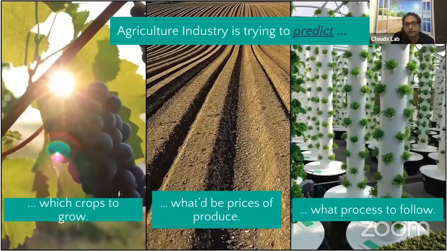Similarly, the agriculture industry is trying to predict which crops to grow, what should be the prices of the produce, and what kind of process to follow. So many other things, like what insecticides to use, what kind of seeds to use, and so on. If you think about it, agriculture is essentially predicting various things. And if you break down the entire problem into smaller parts, like which process to follow, then to follow each process, we will again have to predict the next step, right?